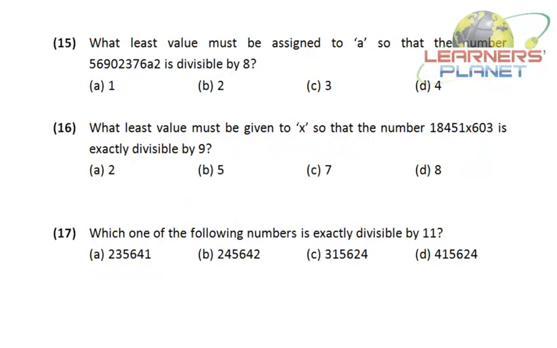Now in this problem, what least value must be assigned to a so that the number is divisible by 8? Now what is the divisibility test of 8? That is, the last 3 digits must be divisible by 8. So we have to concentrate upon 6, a, 2 only. Now suppose I take the value of a as 1, and I have to check whether 612 is divisible by 8 or not.